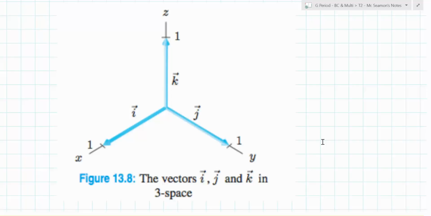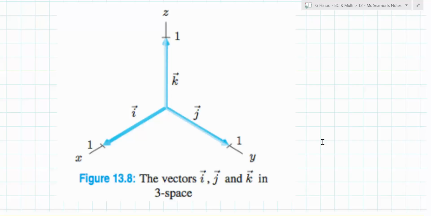Magnitude is 1. They're all unit vectors. What is so special about those 3 vectors? What can you do with those 3 vectors? Use them to find what?